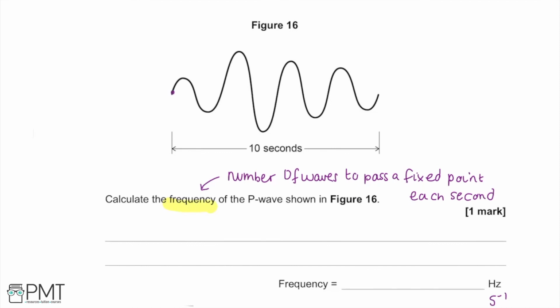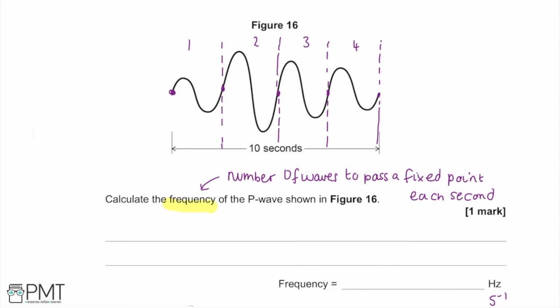So if we're starting at this point in the wave cycle, we have to trace through a complete wave and get back to the same point. And we have 1 wave here. By doing the same principle, through a complete wave, we get back to this point for the second complete wave, and the third point here, and then finally finishes here. So we have 1, 2, 3, 4 complete waves to pass a fixed point in 10 seconds.